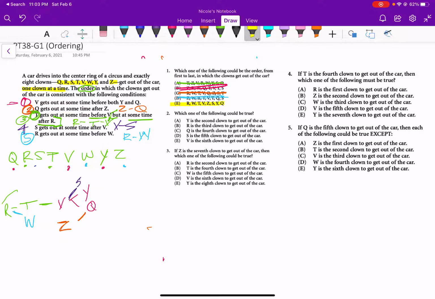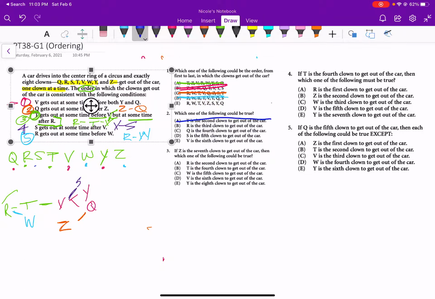All right. Number 2, which of the following could be true? All right, could it be true that Y is the second clown to get out of the car? Definitely not, because look at all of these clowns that for sure have to come before it. So that is not going to work. So we're going to cross off A.